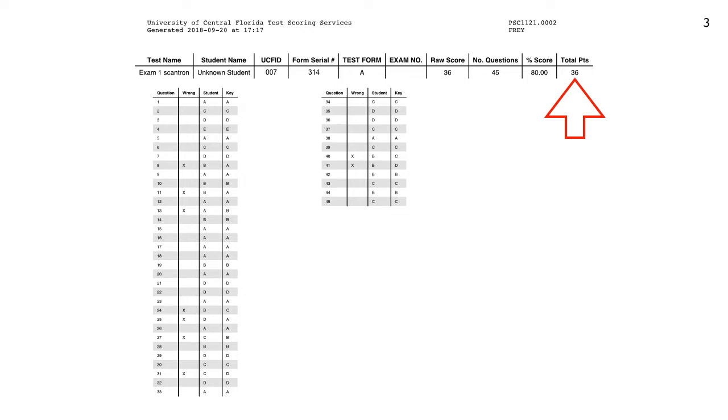So I don't multiply by two. I don't put in a percentage. Now, this printout has a percentage on it. I never use that. I just use the points. All right. So the raw points, the raw score, and the total points are the same in my class. Now, you may have an instructor that does things differently over in the history department or music or something like that. But that's how I do it.